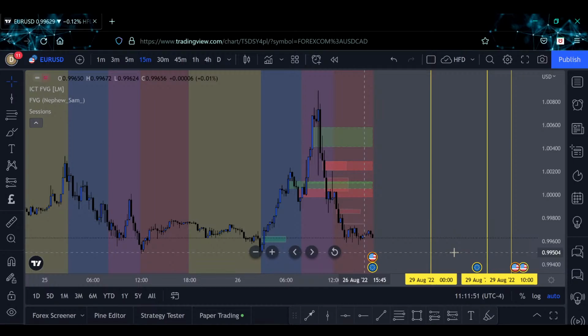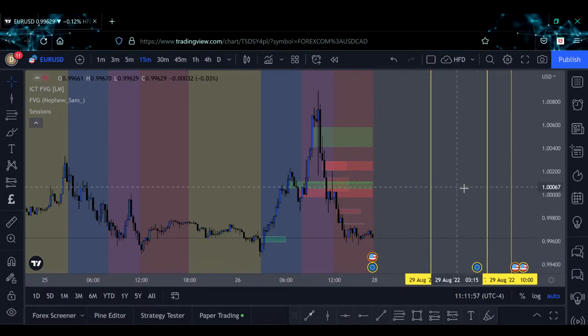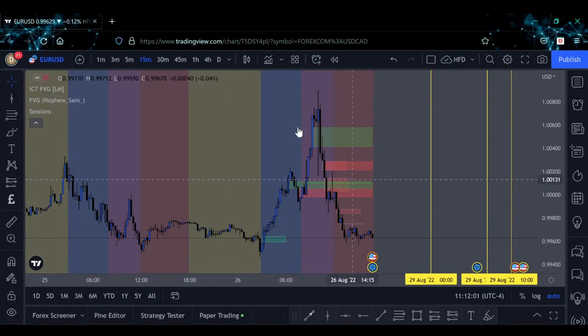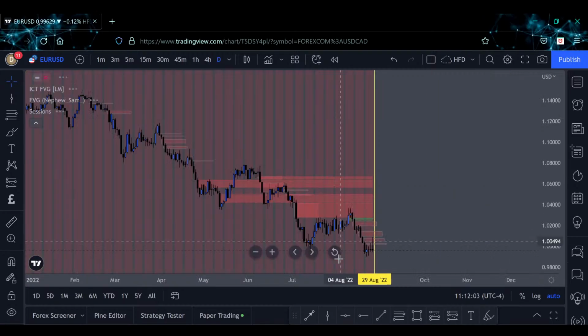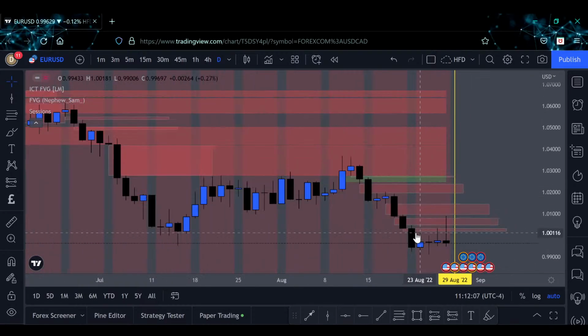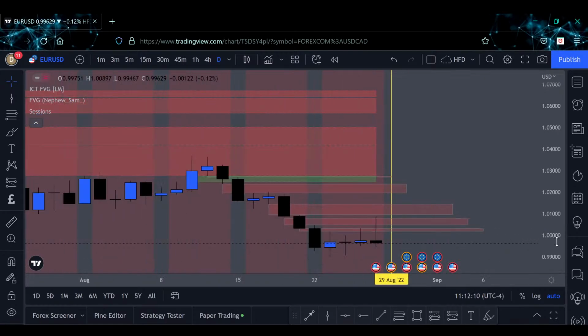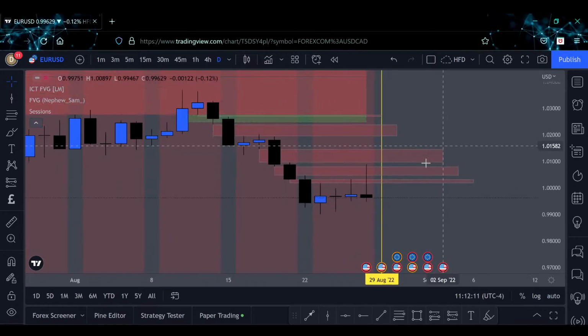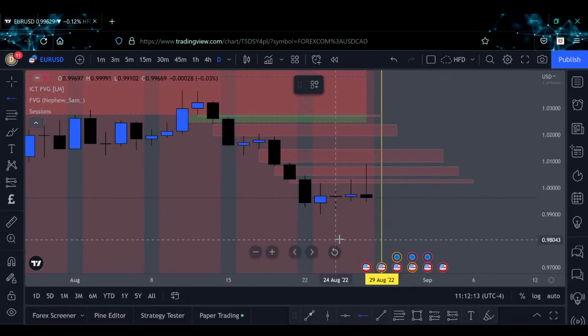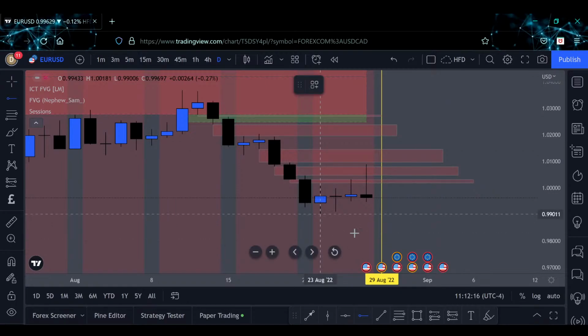Some news tomorrow, a bond auction. Cool. Mark up daily highs, lows. Good bit of news coming, so there should be volatility. And then next week.